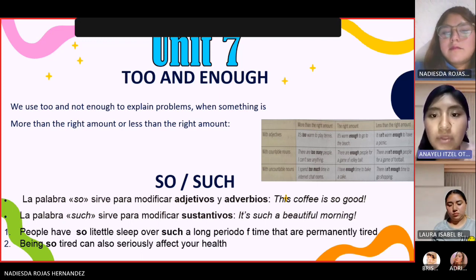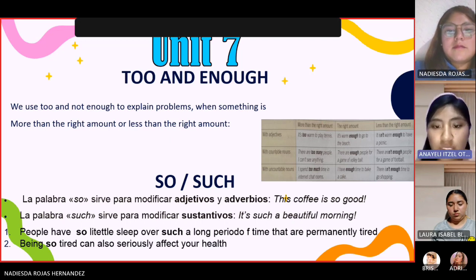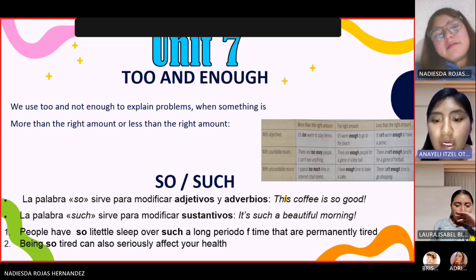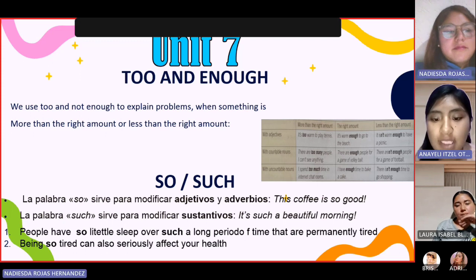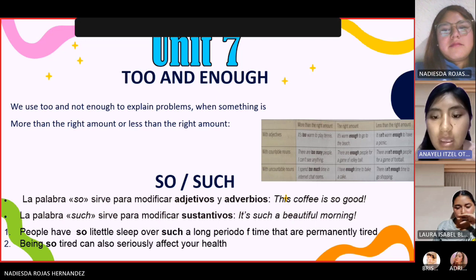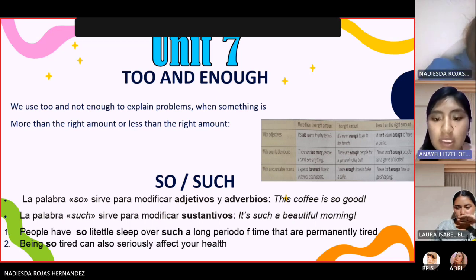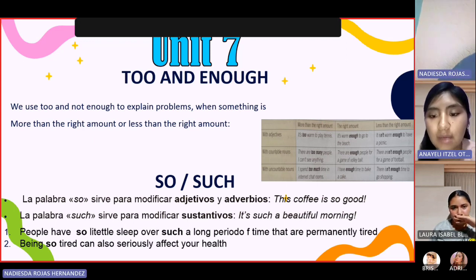In the unit, topic number 2 is so and such. We use so and such to draw attention to the extreme quality of something. We can use so before adjectives and such before adjectives plus noun. For example, so plus adjective: Why are you so happy?